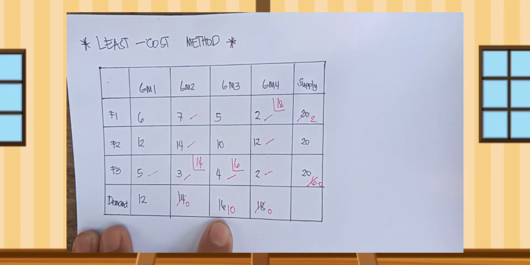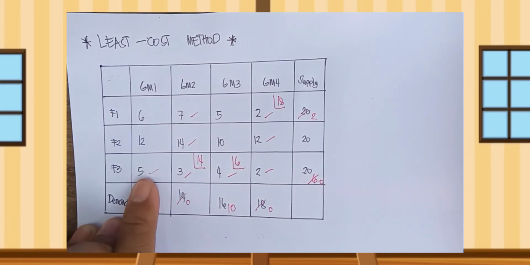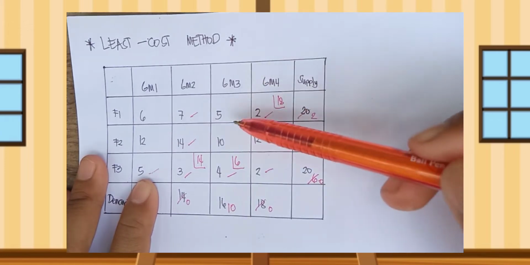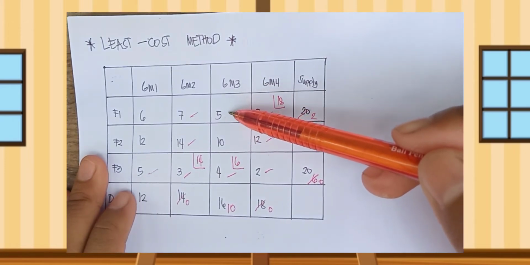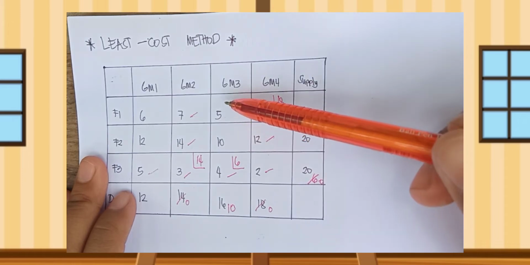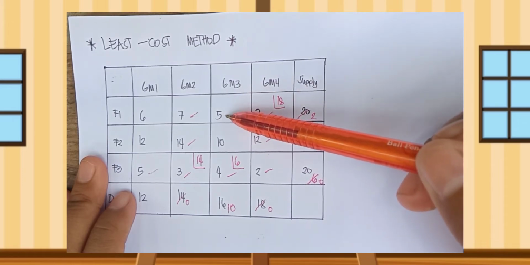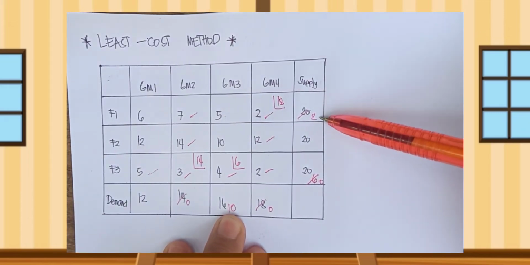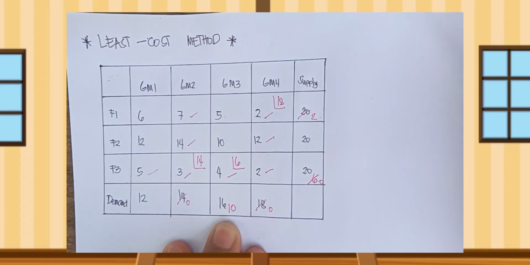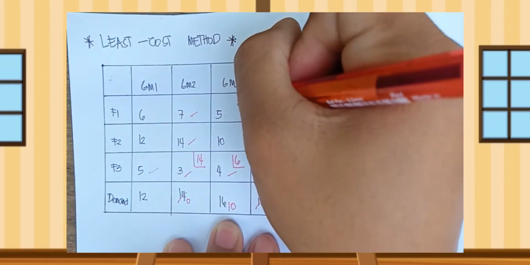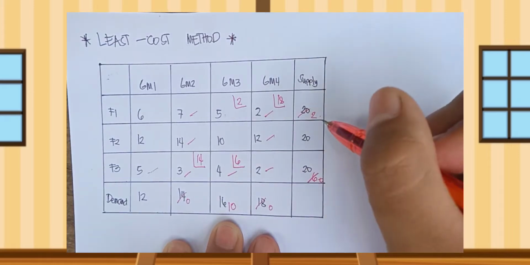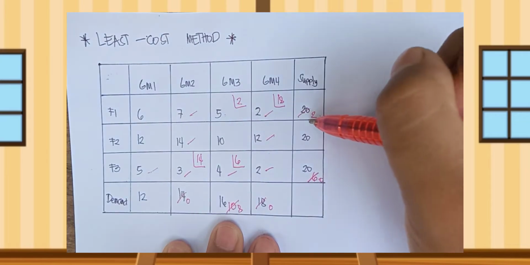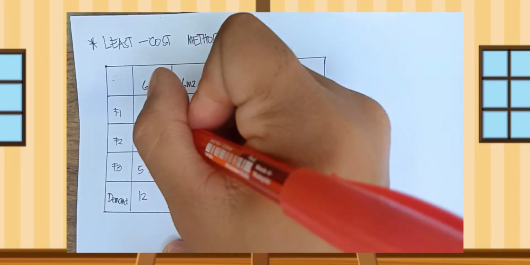Then we will find another number. So we have 5, but this is satisfied, so we will not choose this. So we have another number 5. So this is not satisfied, so we can include this. So we have a demand of 10 and a supply of 2. So the minimum is 2. So we will put 2. And then 10 minus 2 is 8. And then 2 minus 2 is 0. So this row is satisfied.